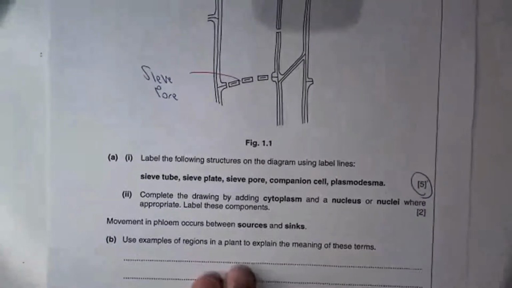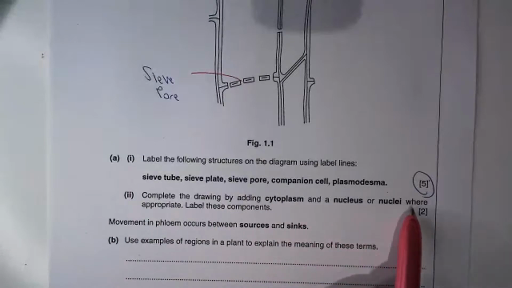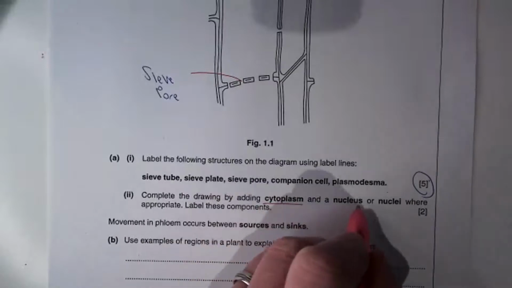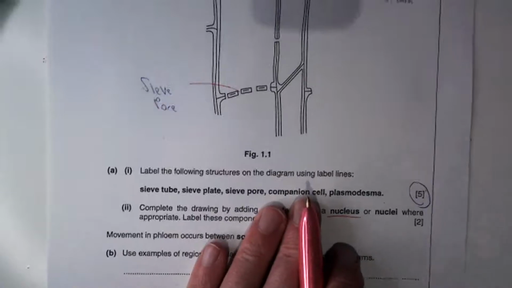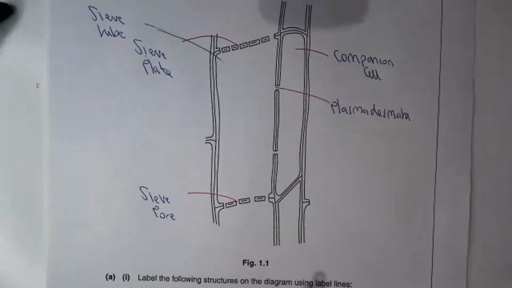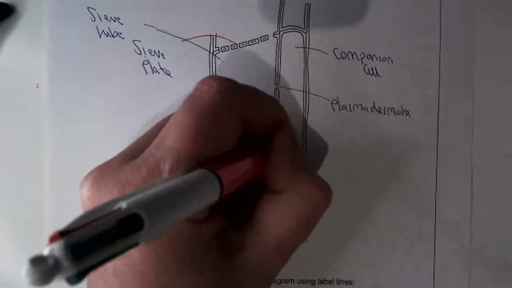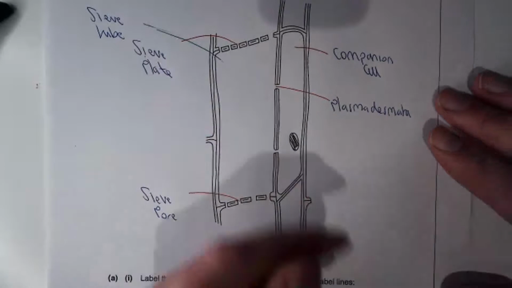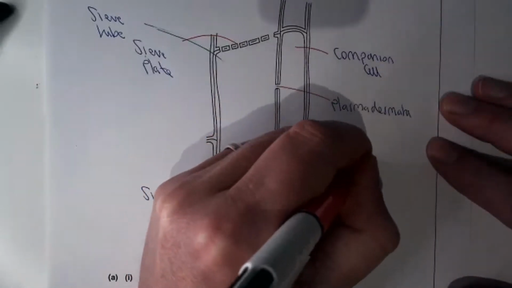Second part of the question says, complete the drawing by adding cytoplasm and a nucleus or nuclei where appropriate. So we've got to add cytoplasm and nucleus, and then we've got to label these components. Well, as we said before, the companion cell is a normal plant cell, so this will have a nucleus. So we'll draw a nucleus, and it asks us to label it, so we'll label that nucleus.